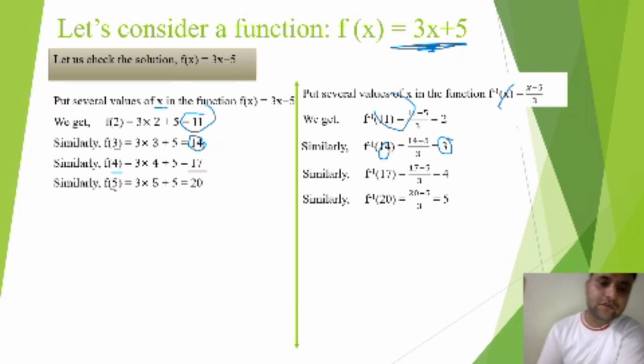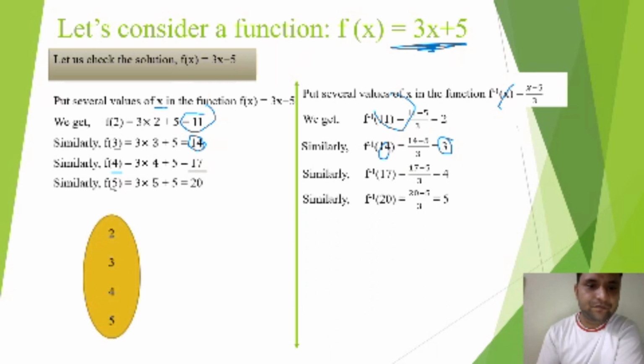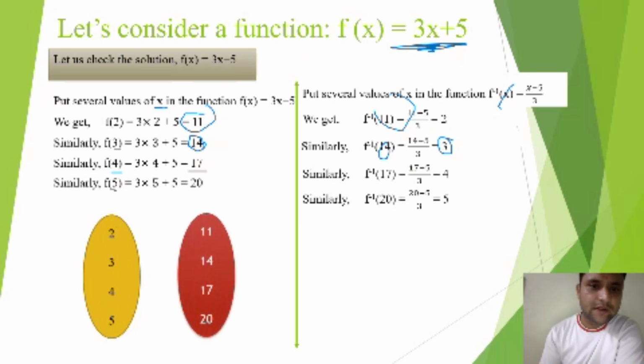So now this can be shown in an arrow diagram this way. These are the set of values of x that we had put earlier, and then what values of y will we get here? The values of y are already obtained here. So the values of y we obtained here are 11, 14, 17 and 20. So this is x, and this one is f(x). So these are the values we had got.